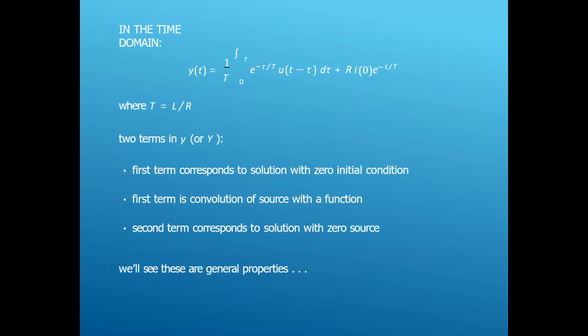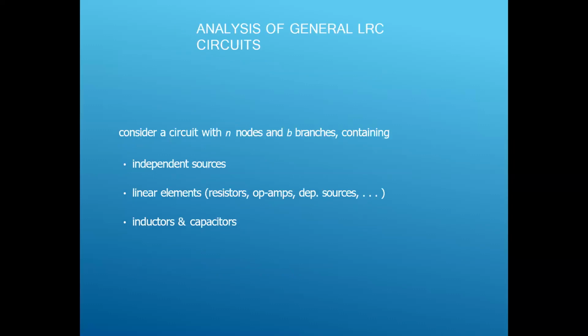Here, in the time domain, y of t equals 1 by tau into the integration from 0 to t of e power minus (t minus tau) by tau, U of tau d tau, plus R i(0) e power minus t by tau, where tau is equal to L by R. There are two terms in Y. The first term corresponds to the solution with zero initial condition; it is the convolution of the source with a function. The second term corresponds to the solution with zero source. And we'll see the general properties.